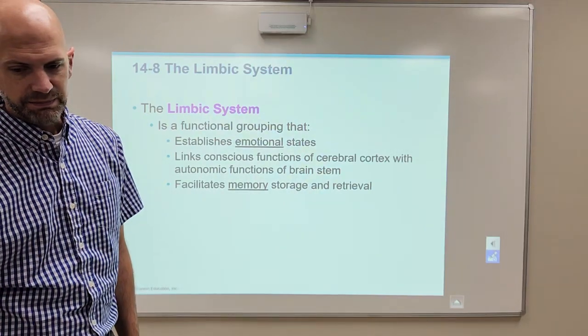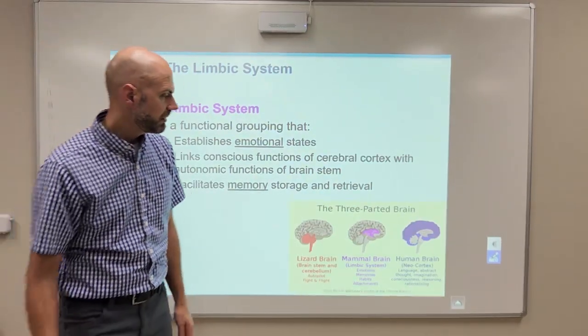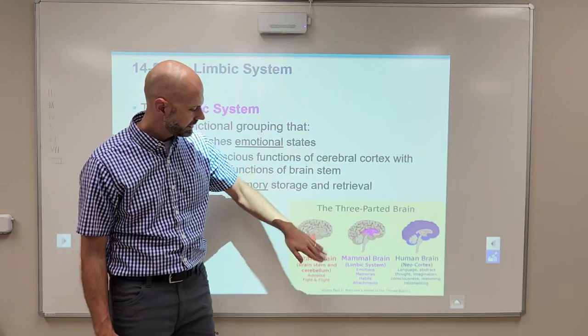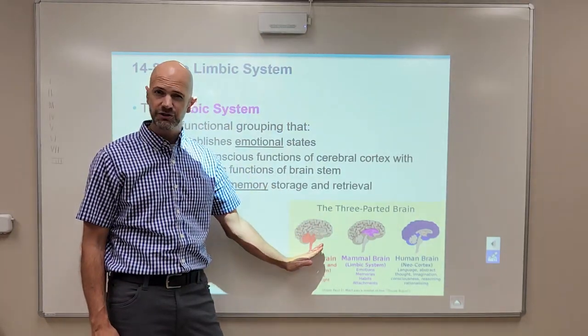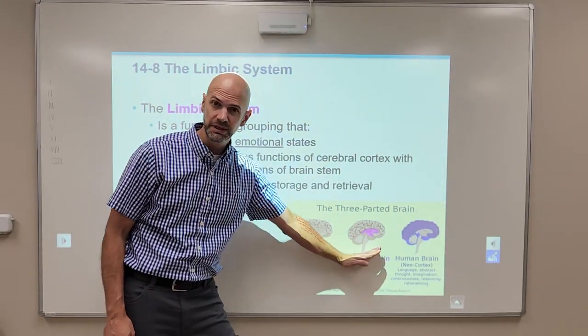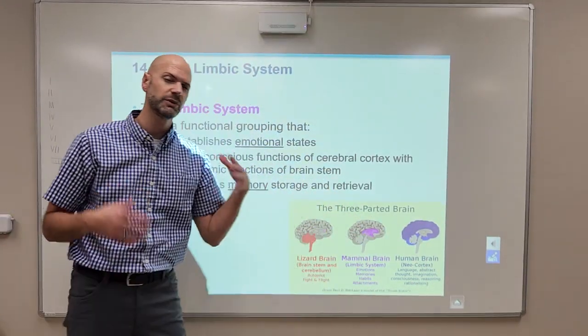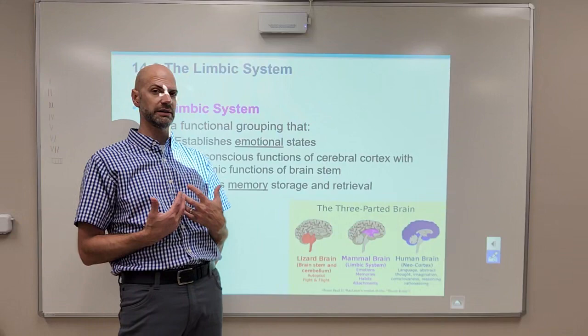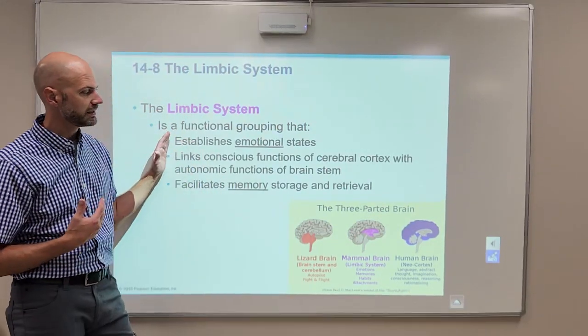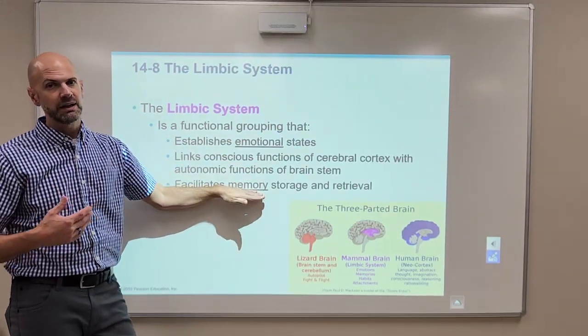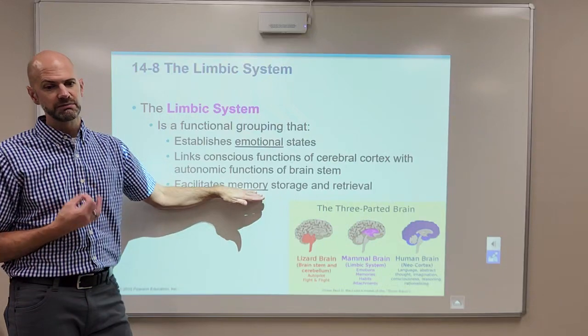All right, limbic system. If you remember the triune brain, we have the core lizard brain, we have the mammalian or the limbic brain, and the neocortex. The limbic is this middle one. It's kind of what's referred to as the emotional brain. Emotion and memory are what you need to know about the limbic system.